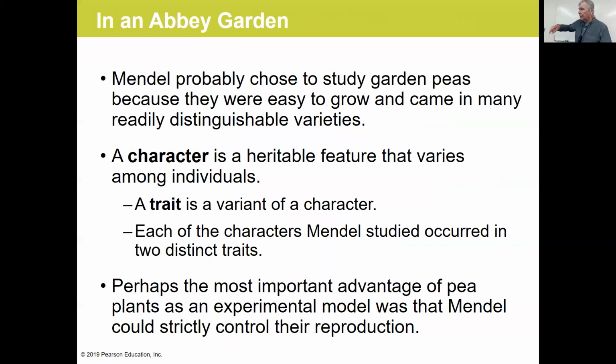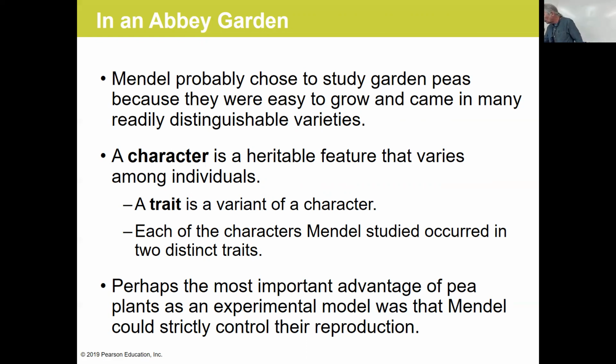A character is a heritable trait that varies among individuals. So a character would be flower color. A trait is a variant of the character. Right? So there are two traits: purple flowers and white flowers. Each of the characters Mendel studied occurred in two distinct traits: tall plants and short plants, yellow seeds versus green seeds, and so on and so forth. There are 7 of them, but we're going to look right now at flower color.